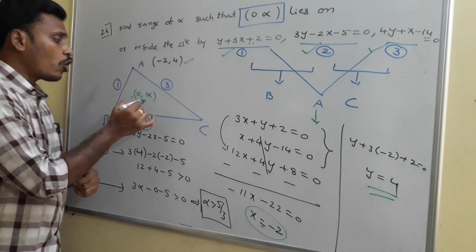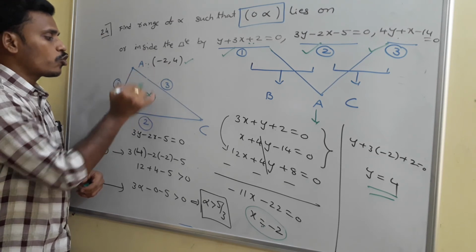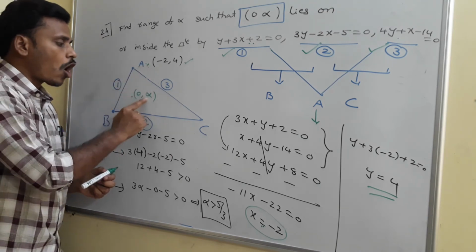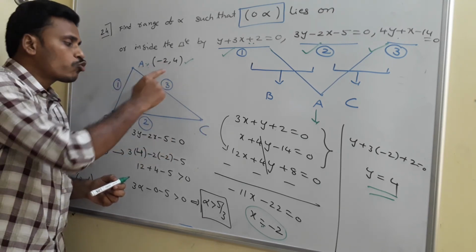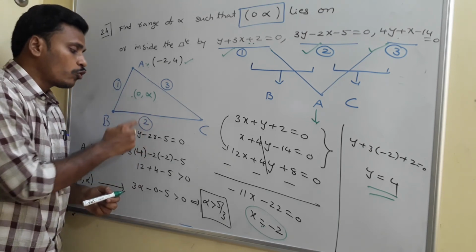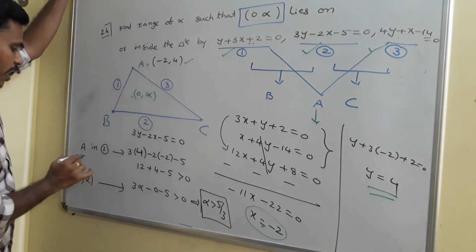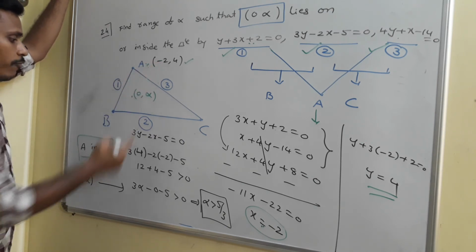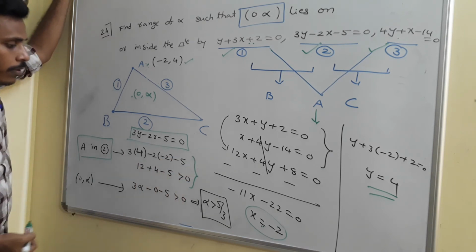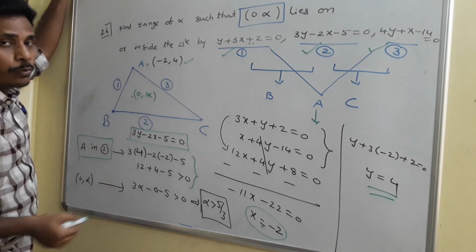And now since (0, alpha) is in the triangle, (0, alpha) and this vertex A, these two are on the same side of this BC as I told you. So since these two are on the same side of BC, these 2 points have to produce the same sign, either positive or negative, if you substitute in this second equation. So substitute point A, (minus 2, 4), in this second equation. If you substitute, you will get a positive number. Look here. So since this A is giving a positive sign, (0, alpha) also should produce the positive sign.